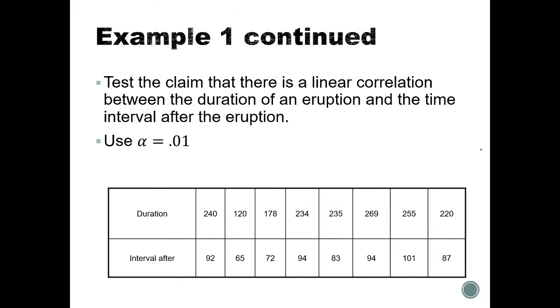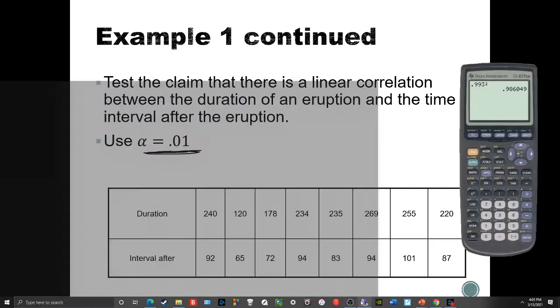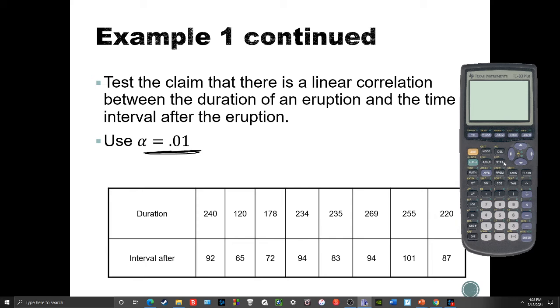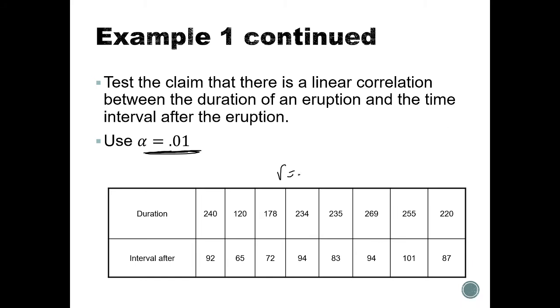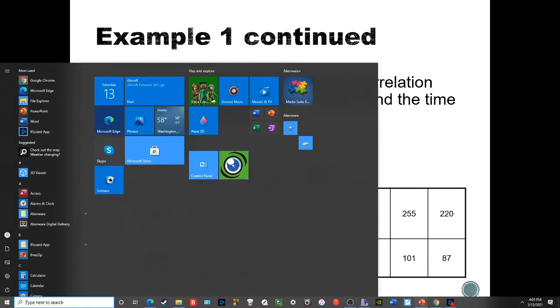All right. So test the claim that there's a linear correlation between the duration and the time interval after the eruption. So this is the same set of data. We're going to use a 99% significance test here. So let's go back to the data we had, because we already should have this uploaded in our calculator. If we run this again, in our case, we had an R of 0.926. So is that enough to say that there's a linear correlation with 99% certainty?